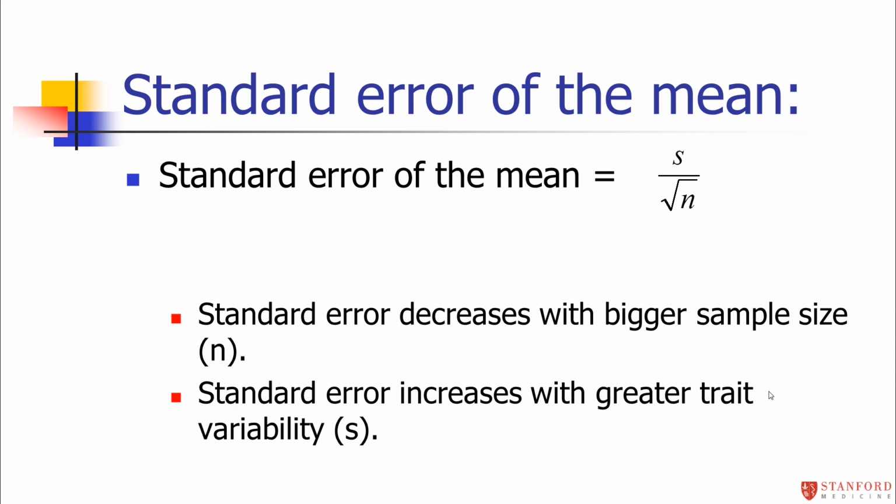The standard error increases with greater trait variability. The standard deviation of the sample is in the numerator. So if vitamin D were more variable, that's going to cause more variation in the statistic, right? That's going to cause more uncertainty. So those are the two elements of standard error.